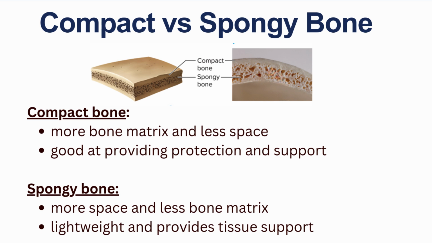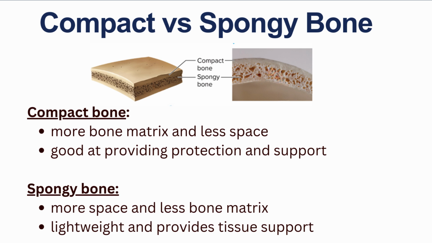Compact bone is very dense with a large amount of bone matrix and very little open space. This is the bone we looked at in lab. In the image shown, the outer layer of the bone is compact bone. Because it is tightly packed and solid, compact bone is strong and resistant to breaking, making it well suited for protection and supporting the body's weight.